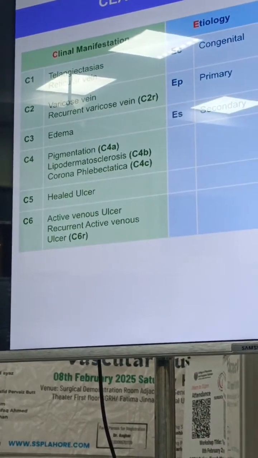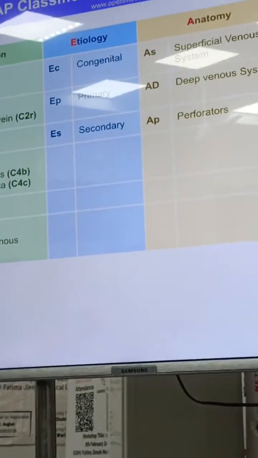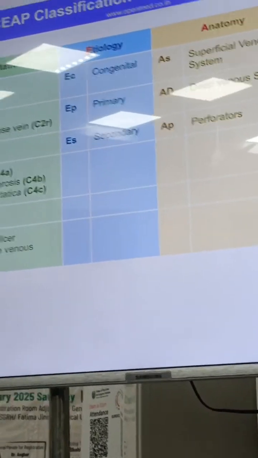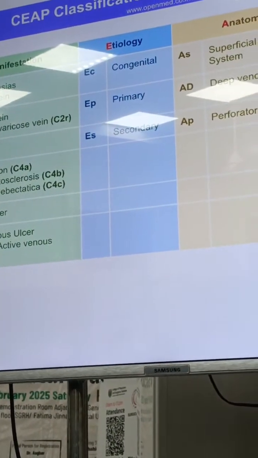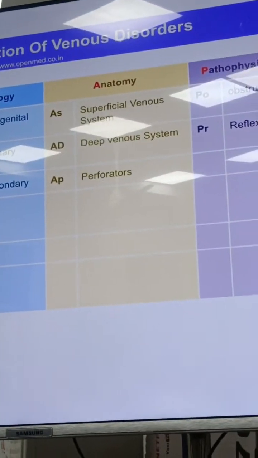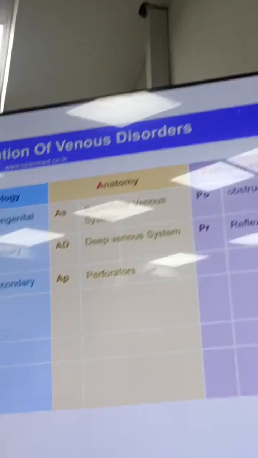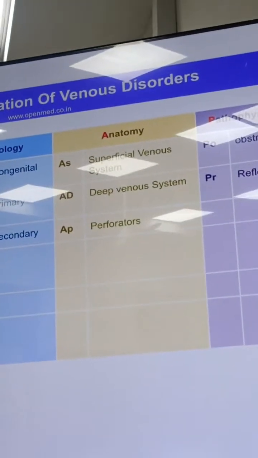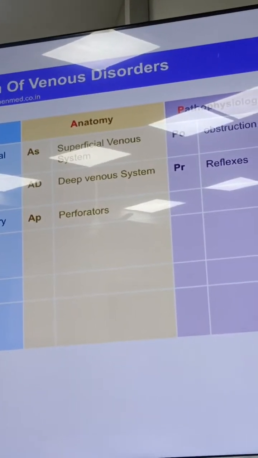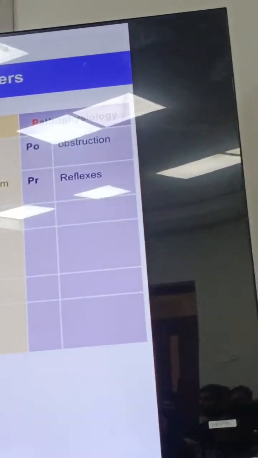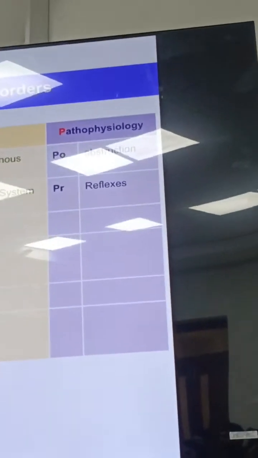And in etiology, you want to know whether these varicose veins are congenital, or primary or secondary varicosities. In anatomy, you want to know the system involved, whether superficial or deep. And in pathophysiology, you want to know whether it is obstruction or reflux.